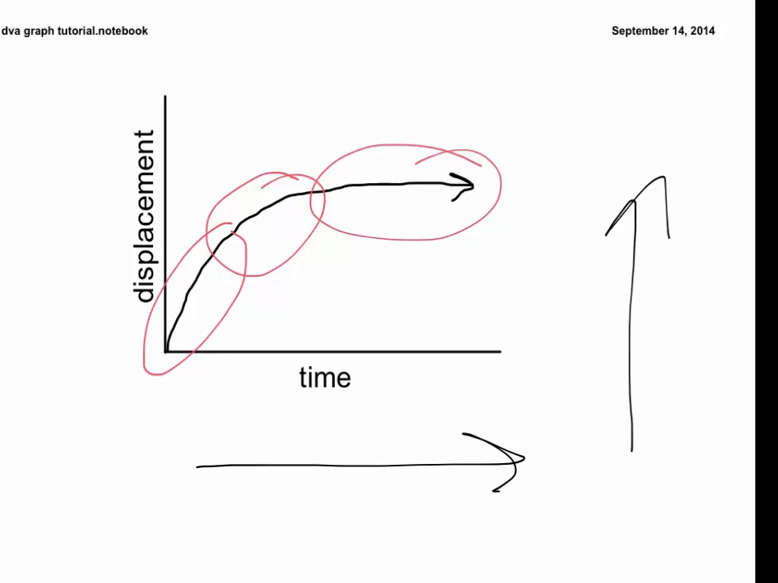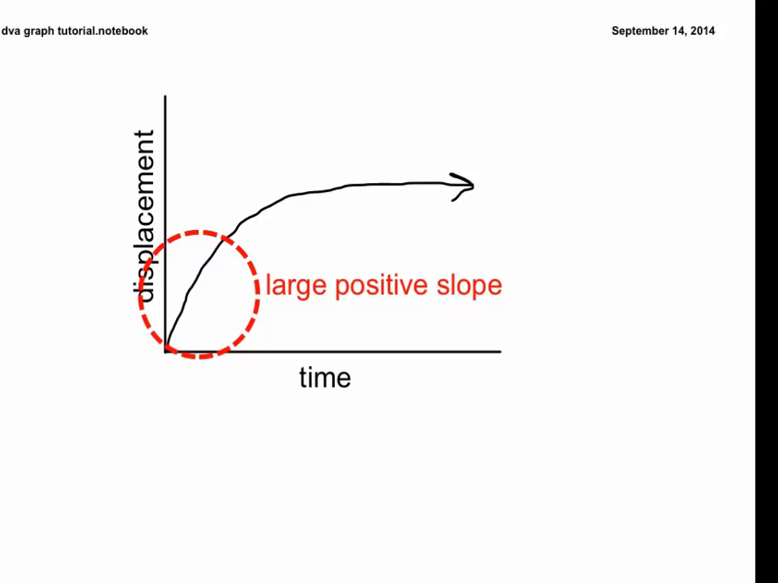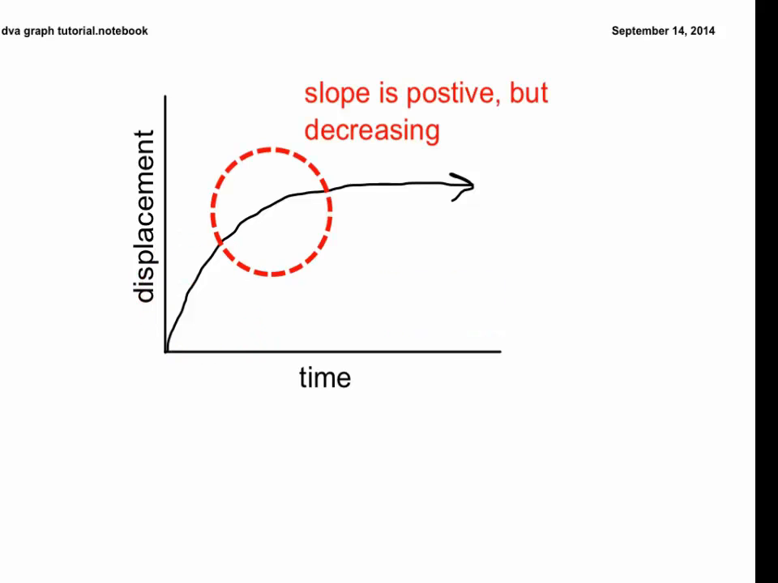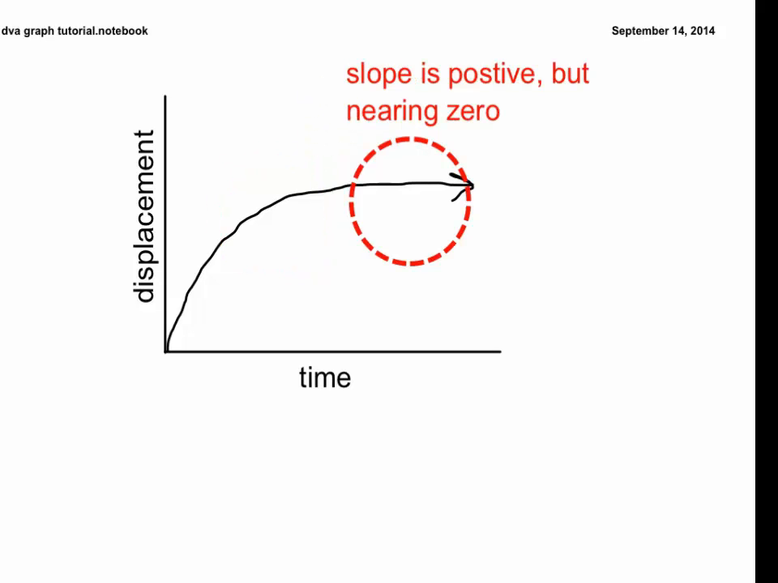You should notice that early on, it's a very steep, large, positive slope. As time progresses, notice that the slope is still positive, but it's not quite as big as it once was. And at the very end, the slope is also positive, but it's almost flat. It's almost 0. Remember, the slope of this curve is the velocity.